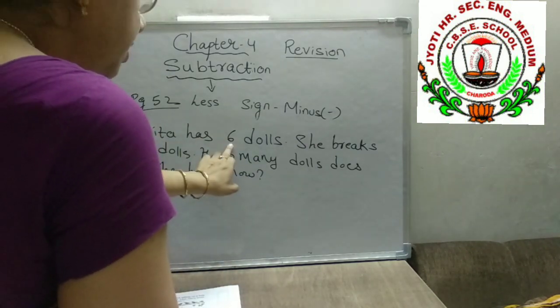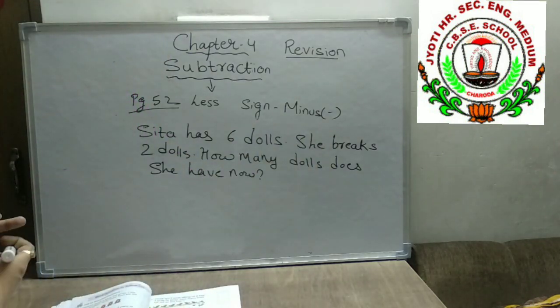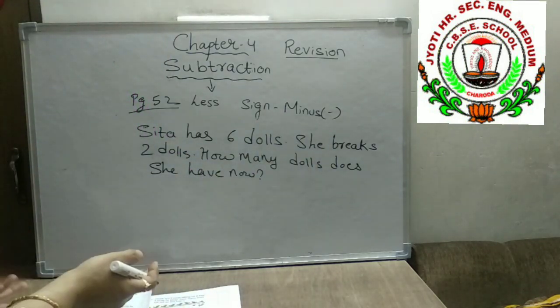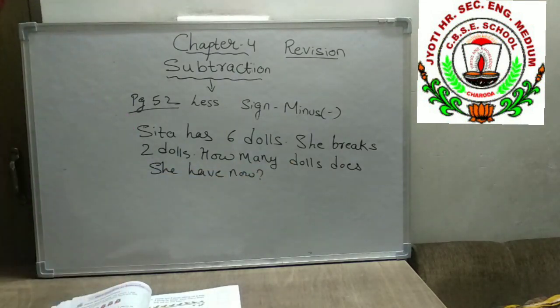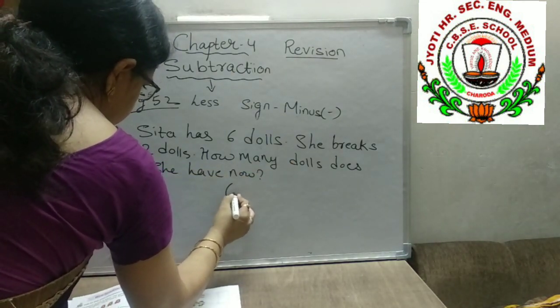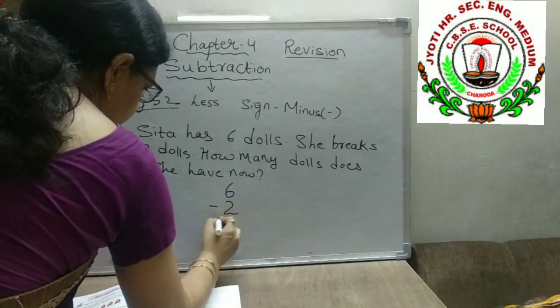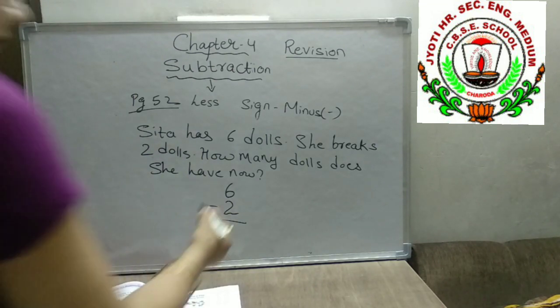How many dolls does she have? 6 dolls. She breaks 2 dolls. How many dolls did she break? Break means उसने तोड़ दिया. How many dolls does she have now? Initially how many dolls did she have? 6. How many dolls did she break? कितने dolls उसने तोड़ दी? 2. So how much is remaining?